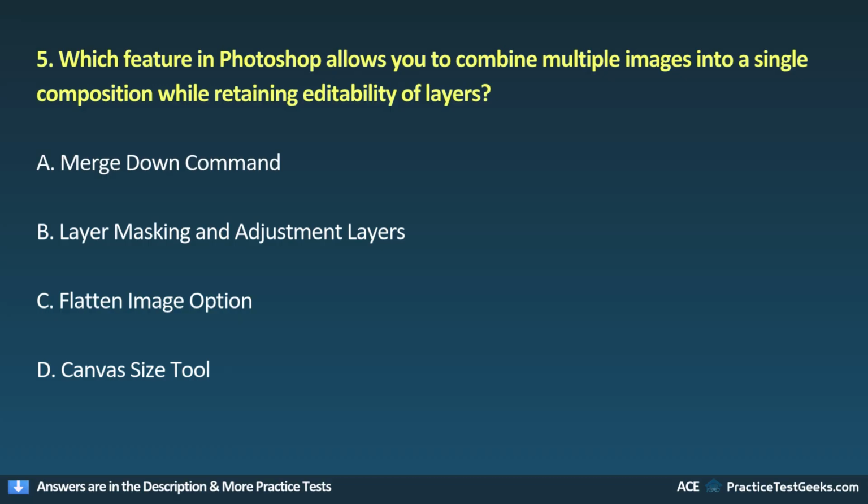5. Which feature in Photoshop allows you to combine multiple images into a single composition while retaining editability of layers? A. Merge down command. B. Layer masking and adjustment layers. C. Flatten image option. D. Canvas size tool.